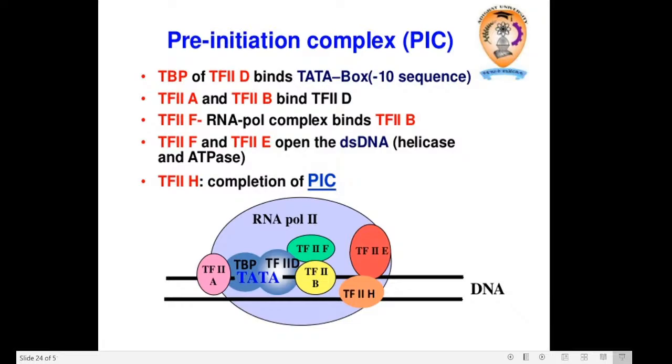So here they mentioned again that the flow chart is in Word format. The enzymes used in the particular step: the binding of the TF complex with the RNA polymerase complex binds the B. F can bind with B by the RNA polymerase enzyme. F and E open the strand, with helicase and ATPase activity.